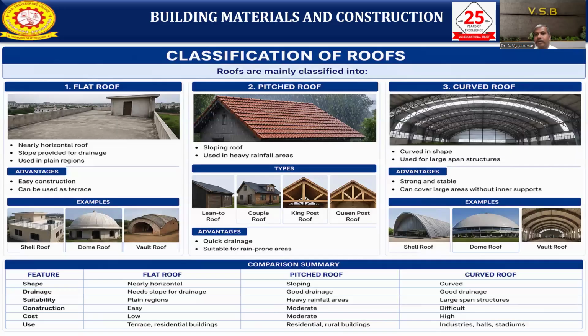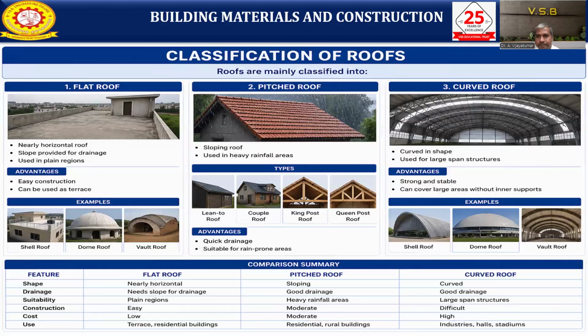Then the curved roof, curved in shape, is a different shape, used for large-span structures and industrial areas. What is the advantage of this one? It is strong and stable, and can cover a large area without heavy inner supports. Some examples of different types of roof we are discussing here: we have a shell roof, a box roof, a dome roof, a vault roof.